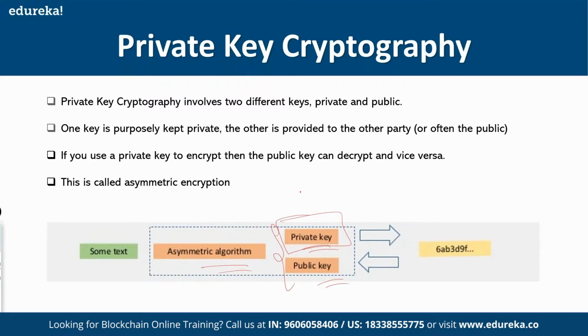So this is what we call private key cryptography. We are using this asymmetric algorithm to ensure that our private key and public key get generated. Asymmetric algorithm means you have two keys.